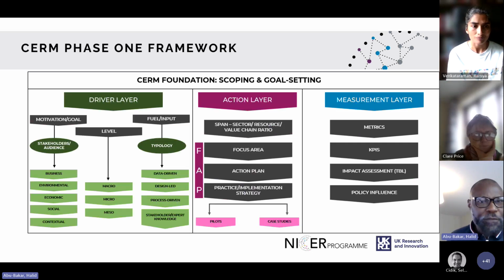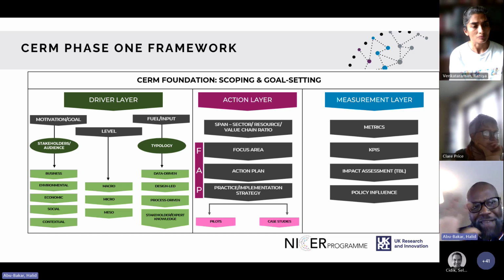So this slide goes slightly more into detail with regards to the foundation. So the scoping and goal setting. So the driver layer is split into setting the goal or the motivation behind the roadmap, and these are some of the most common sort of aggregated motivations or goals.